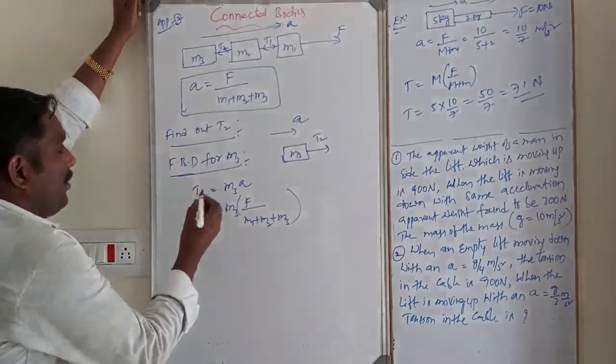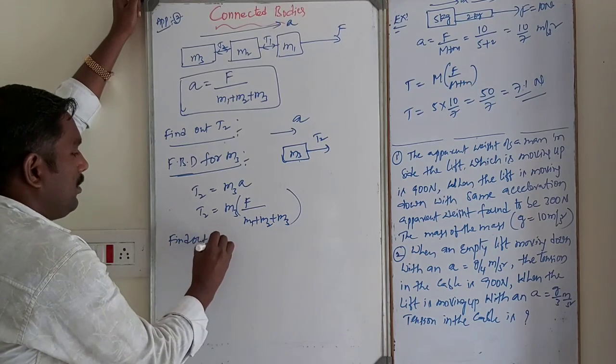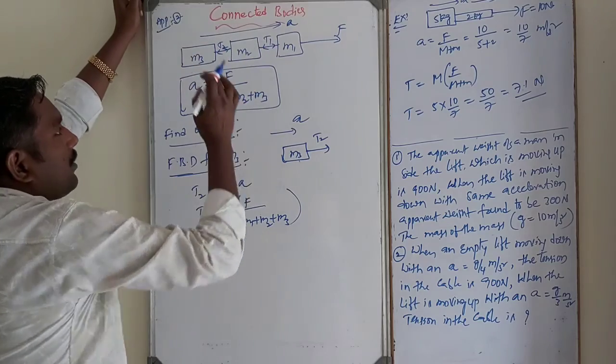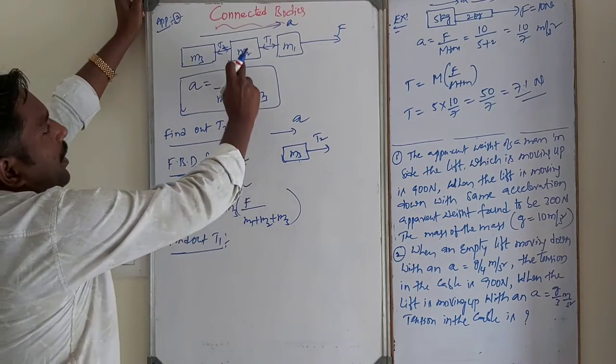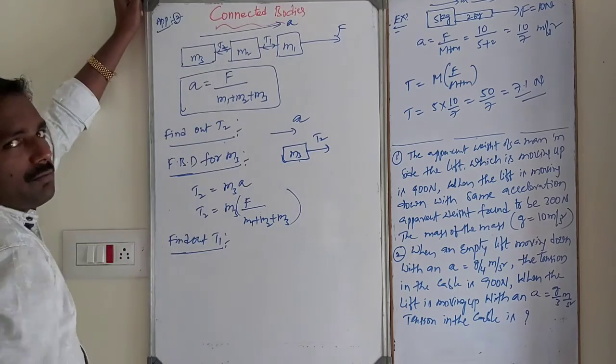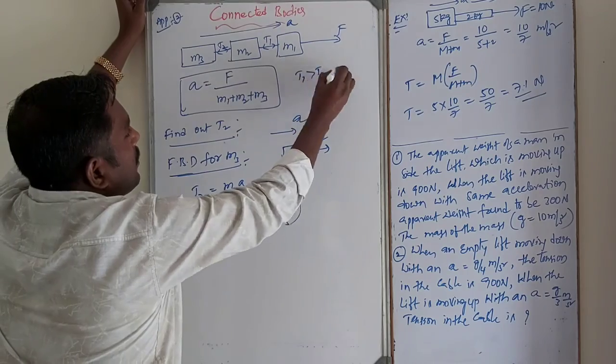Next, find out T1. So T1 is the tension between M2 and M1. So T1 is greater than T2. Please remember it. T1 is greater than T2.